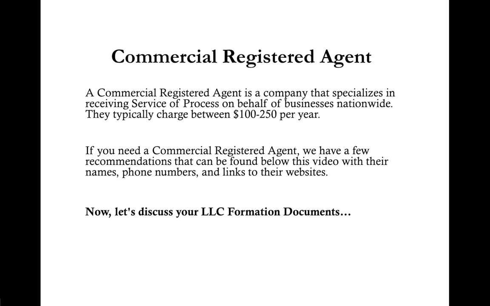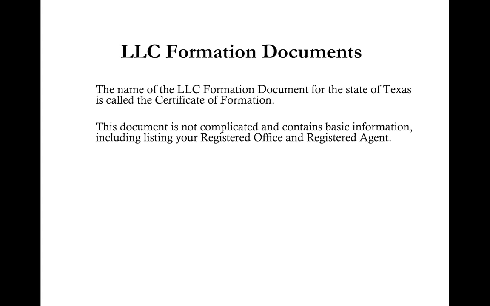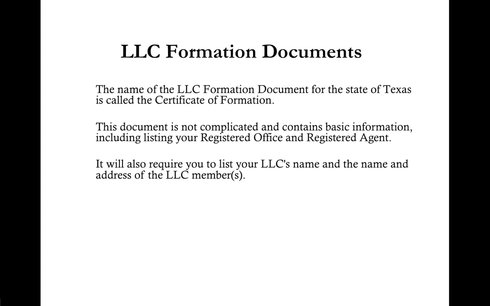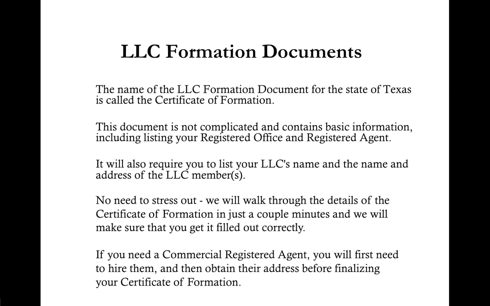Now, let's discuss your LLC formation documents. The name of the LLC formation document for the state of Texas is called the Certificate of Formation. This document is not complicated and contains basic information including listing your registered office and registered agent. It will also require you to list your LLC's name and the name and address of the LLC member or members. No need to stress out. We will walk you through the details of the certificate of formation in just a couple minutes, and we will make sure that you get it filled out correctly. If you need a commercial registered agent, you will first need to hire them and then obtain their address before finalizing and mailing your certificate of formation.